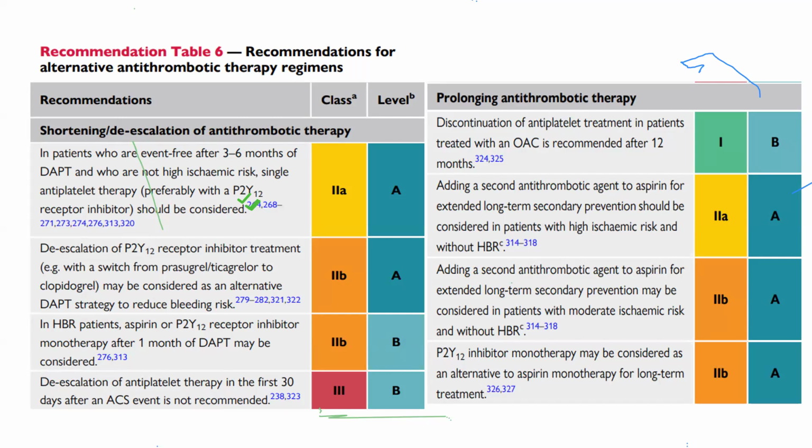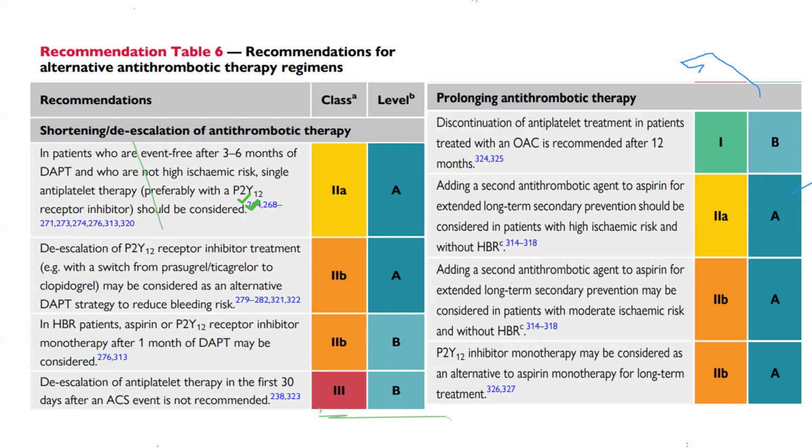In terms of prolonging antithrombotic therapy, discontinuation of antiplatelet therapy in patients treated with oral anticoagulation is recommended after 12 months. So at least by 12 months, and they are on anticoagulants, you can stop the antiplatelet therapy and do only the anticoagulation. That's a class 1.